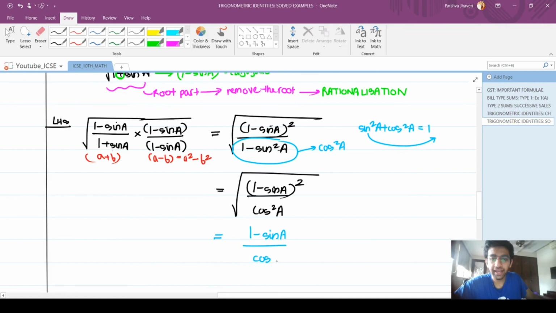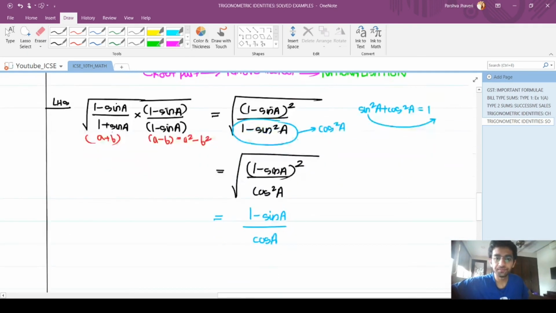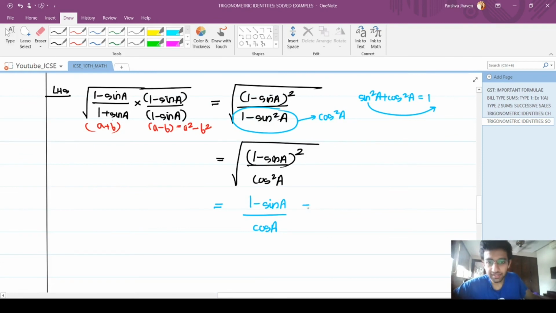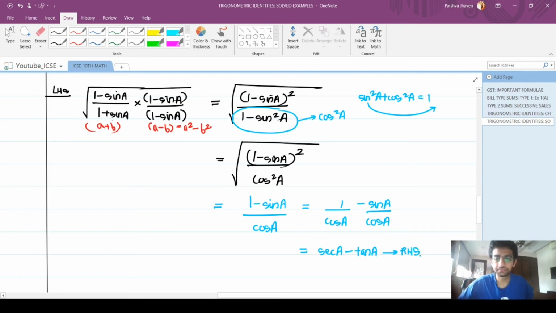So we did this entire thing to remove the root. And I feel this is our answer. Okay, this is our answer. Now it's very easy, just split the denominator. This can further be written as 1 upon cos A minus sin A by cos A. And this becomes sec A minus tan A, which is equal to nothing but your RHS.